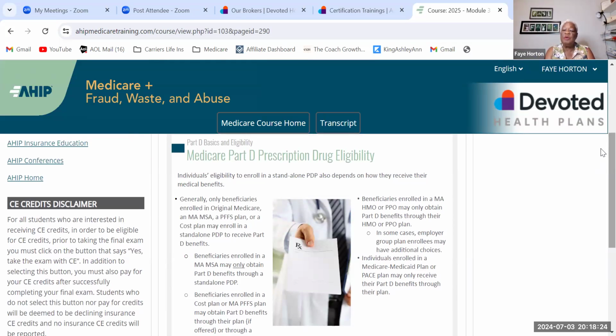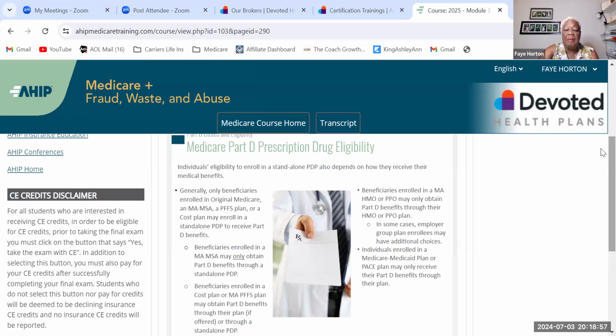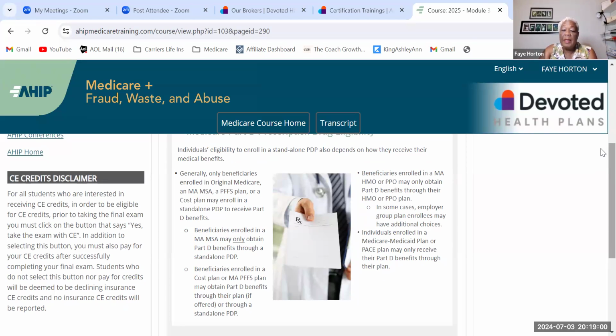Individuals' eligibility to enroll in a standalone prescription drug plan also depends on how they receive their medical benefits. Generally, only beneficiaries enrolled in original Medicare, a Medicare Advantage medical savings account, a private fee-for-service plan, or a cost plan may enroll in a standalone Part D plan to receive D benefits. Beneficiaries enrolled in an MSA may only obtain Part D benefits through a standalone prescription drug plan.